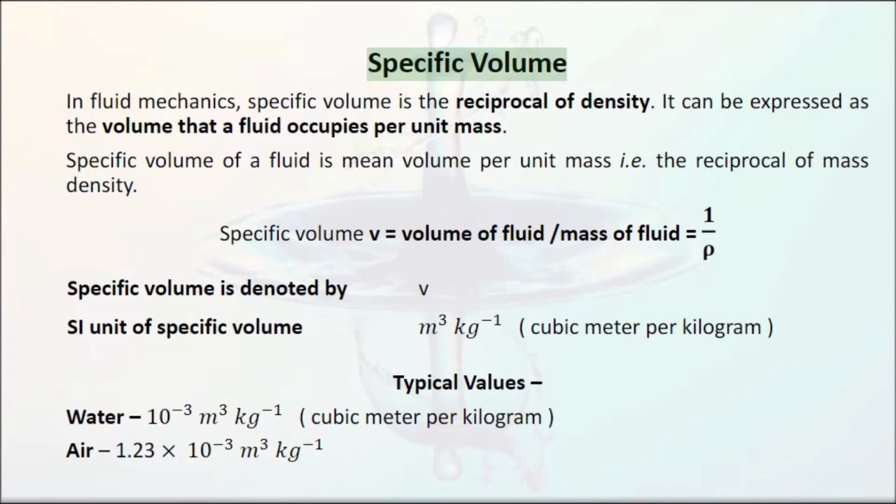Specific volume. In fluid mechanics, specific volume is the reciprocal of density. It can be expressed as the volume that a fluid occupies per unit mass. Specific volume of a fluid is mean volume per unit mass, i.e. the reciprocal of mass density. Specific volume v equals volume of fluid over mass of fluid equals 1 over rho.